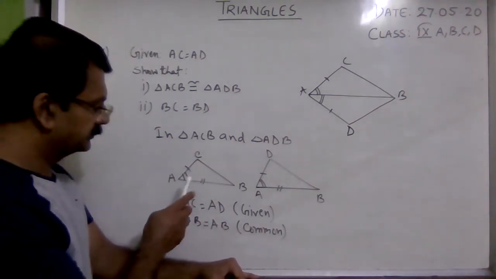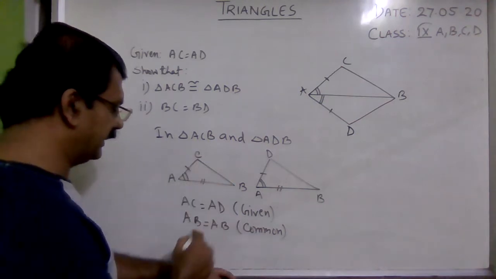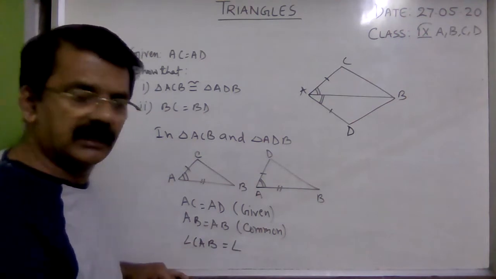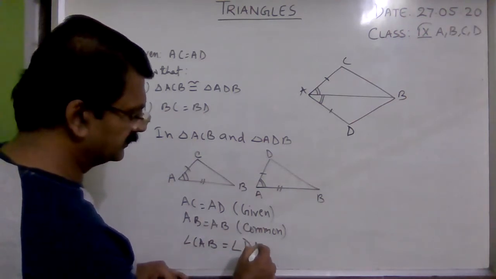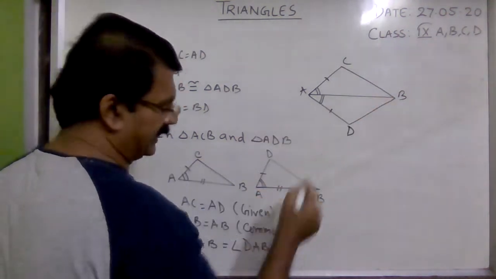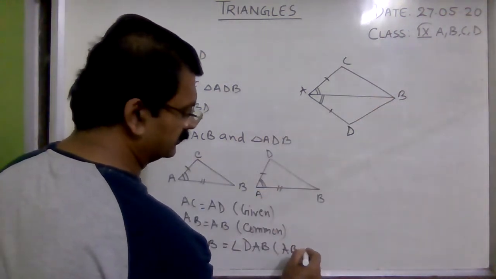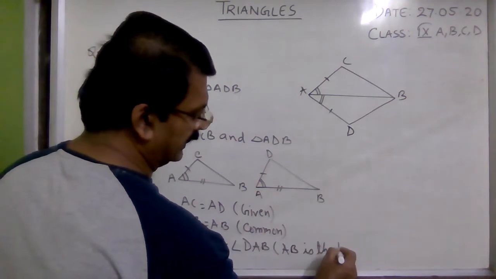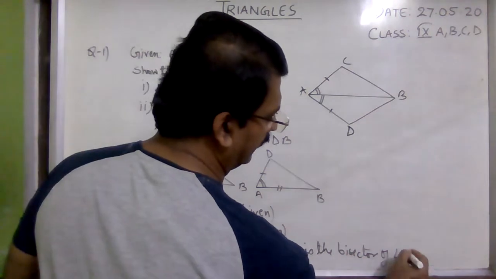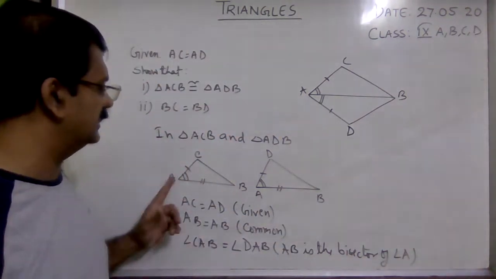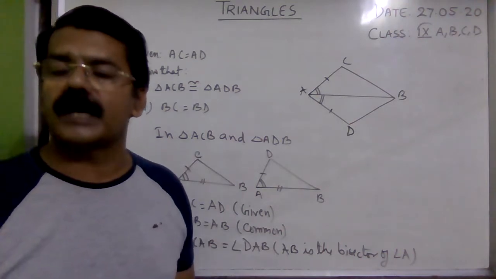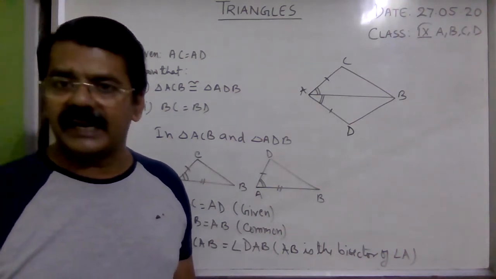And angle CAB is equal to angle DAB, because AB is the bisector of angle A. Now you see in these two triangles, two corresponding sides and the included angle are equal, so we can say that these two triangles are congruent by SAS congruency.